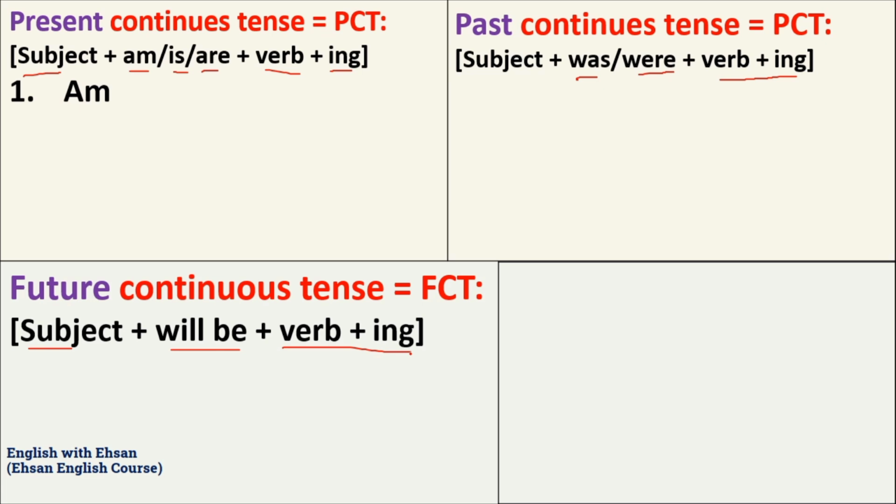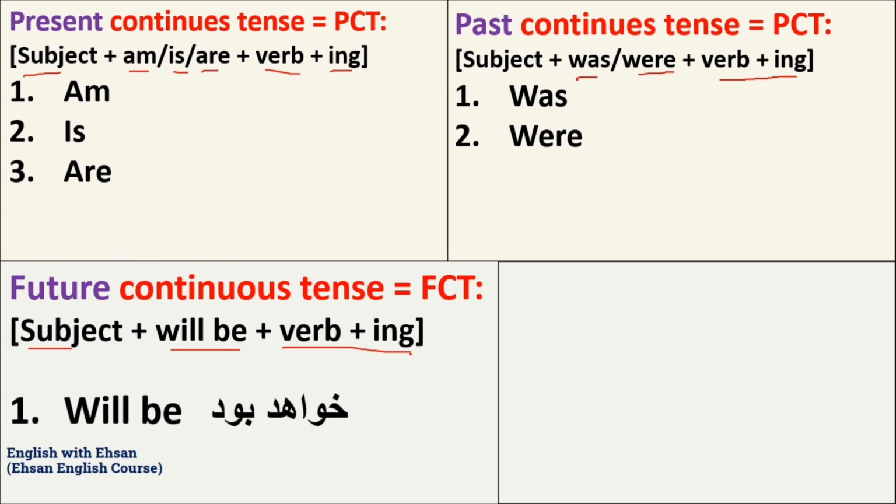Okay, what is a subject? A subject is something or someone that we are talking about. Number one, am, our to be verb. Number two, is. Number three, are. These are the to be verbs that we are using in the present continuous tense. And in the past continuous tense we have number one was, number two were, and in the future continuous tense we have will be.